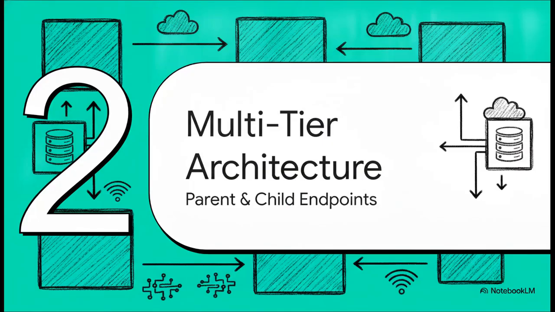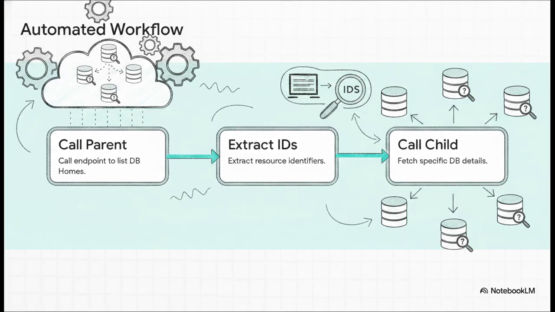Moving on to Section 2, designing multi-tier architecture, focusing on parent and child endpoints. This beautifully simple three-step workflow takes a complex manual API traversal and turns it into total automation. First up, Step 1. You call a parent list endpoint to return a list of DB homes. Step 2. You extract the resource identifiers right from that exact response. And Step 3. You define child endpoints that use those specific IDs to fetch highly detailed info for each database.